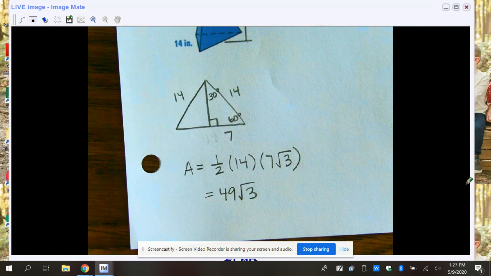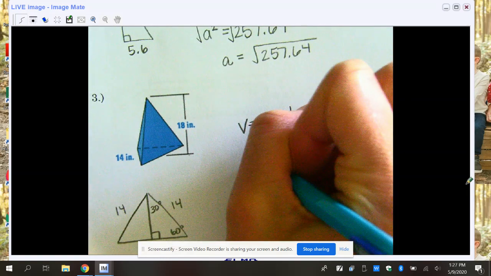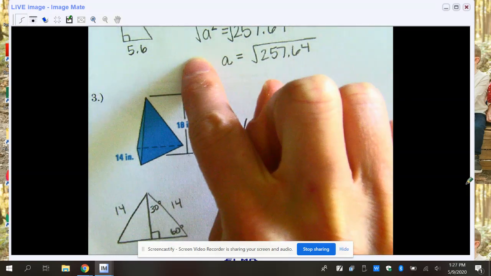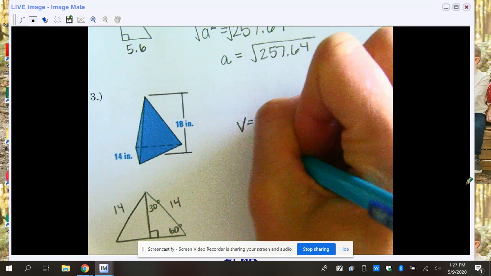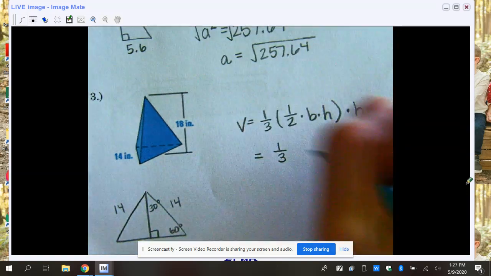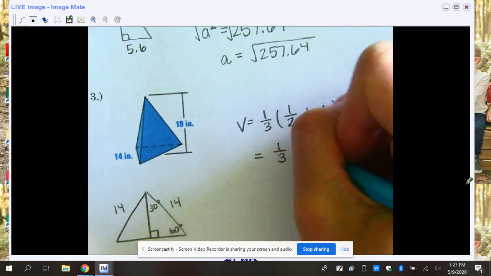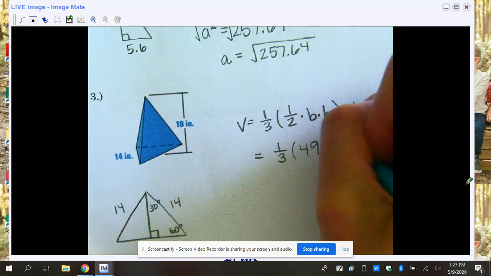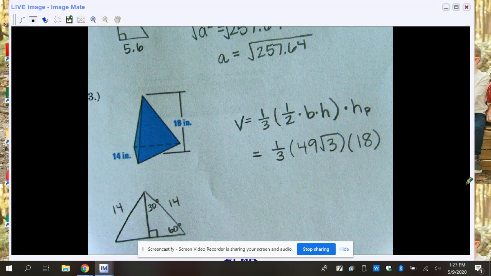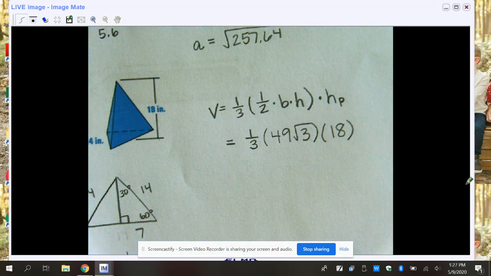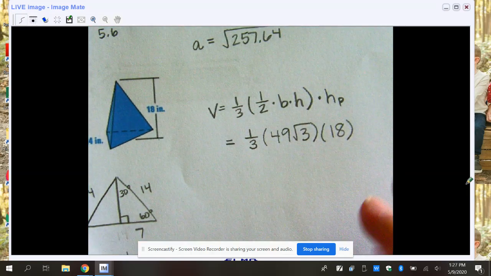Okay, so that's the area of the triangle. So now I don't need to find the height of the pyramid. That's this right here. And so now when I go to substitute everything in, I'm going to do 1/3. The area of the base was 49 radical 3, and the height was 18. I'm going to do the exact same thing I did in number 2.